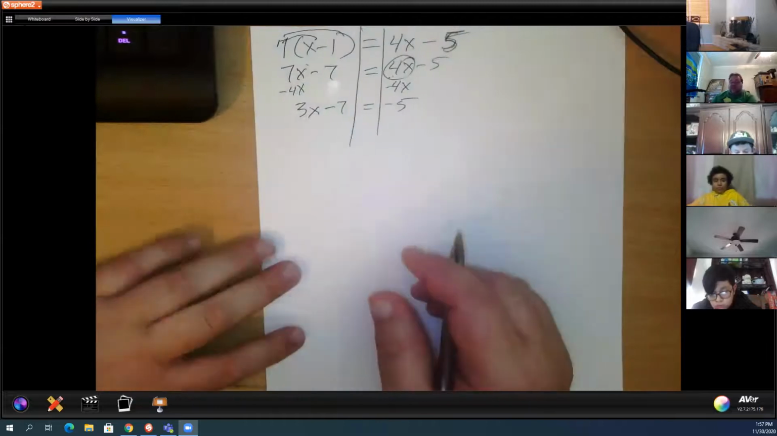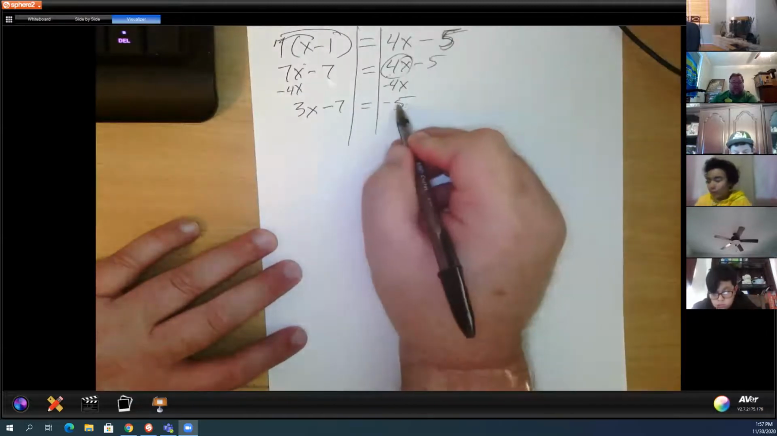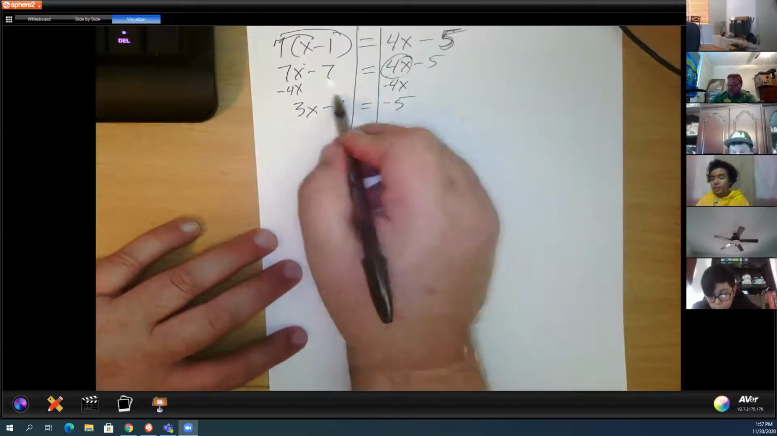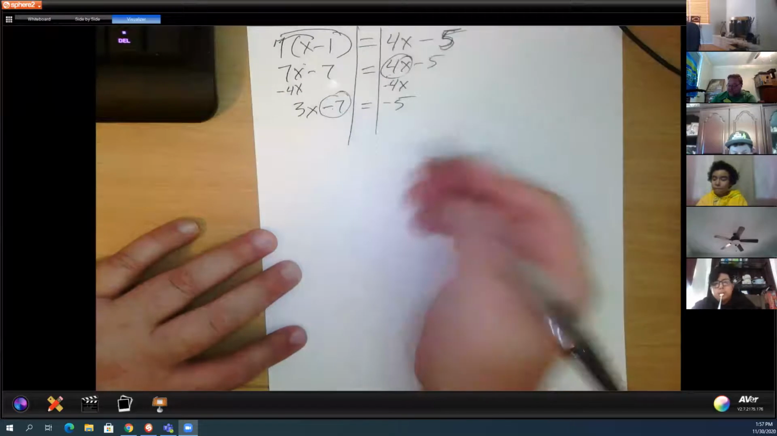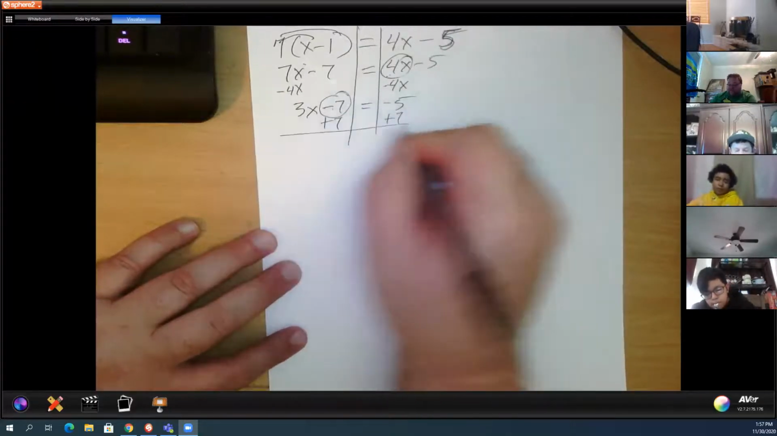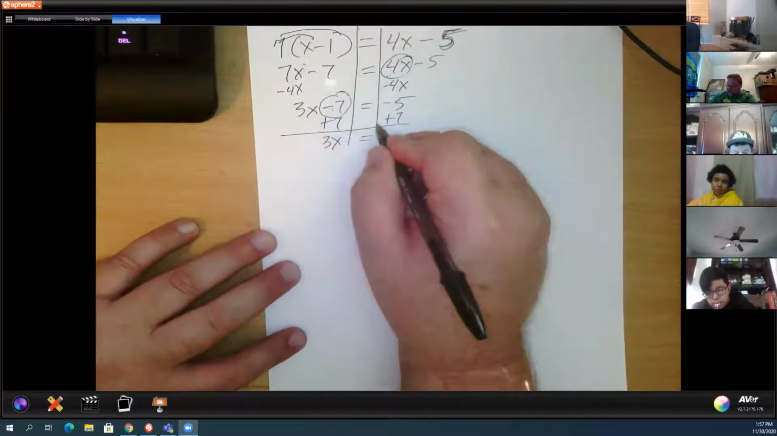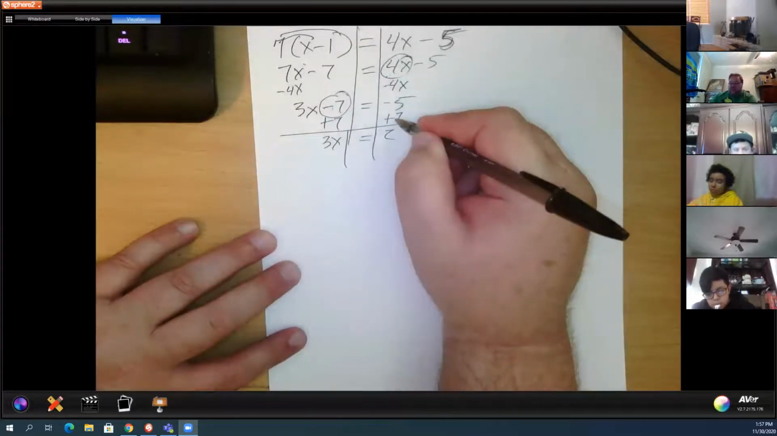Okay. So now when I look at this again, I see a number on this side and I see a number and a variable on this side. So again, my number here is the one that's out of place. I need to get it out of there. How do I get rid of a negative 7? I add 7, right? So now I have 3x equals 2, because negative 5 and 7 make 2.